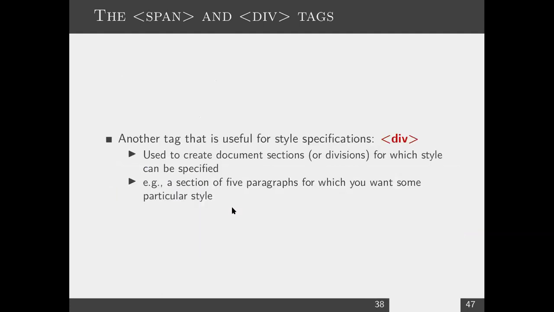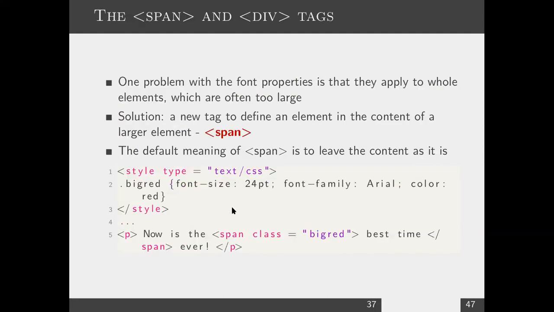Okay. So span is so common. We use a lot of this in our code. One problem with the font property is that it applies to the whole element, which is often too large. When you define a style, for example, on a paragraph, that means the whole paragraph will have the same style. But sometimes you want to color just one piece of the paragraph, not all of it, or define a style for some part of the paragraph. So the span is the solution here.